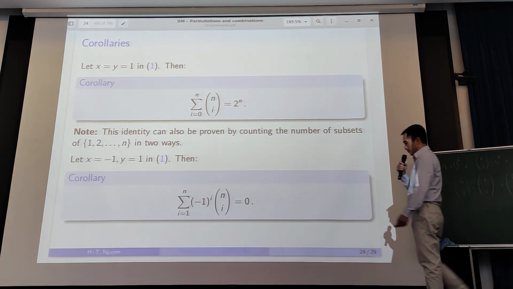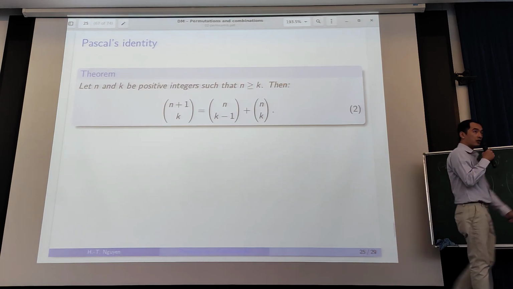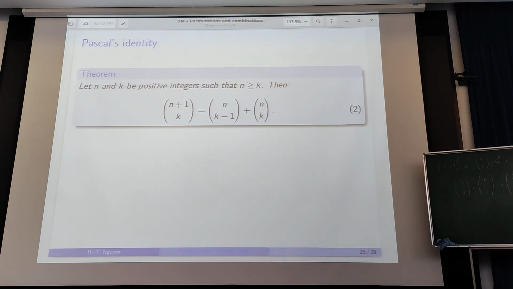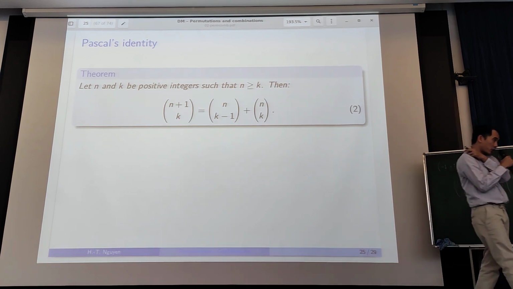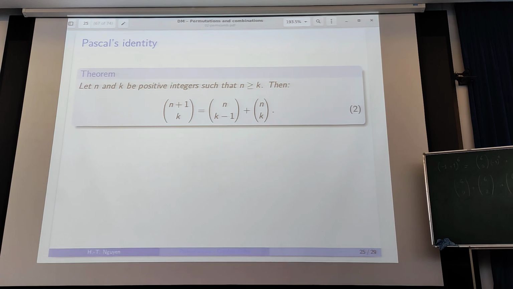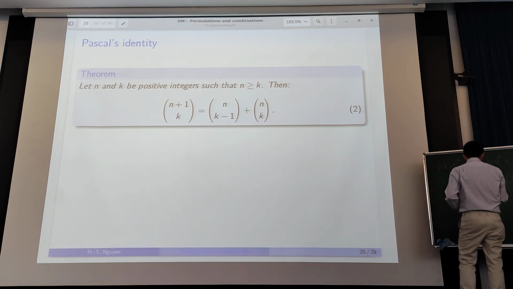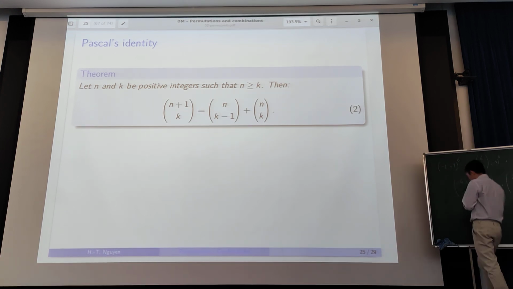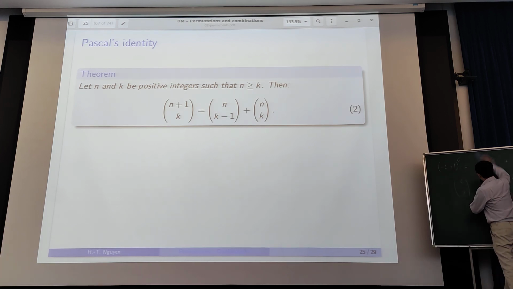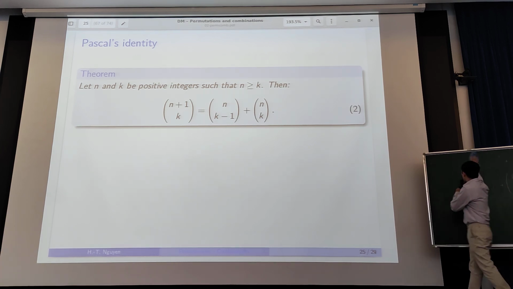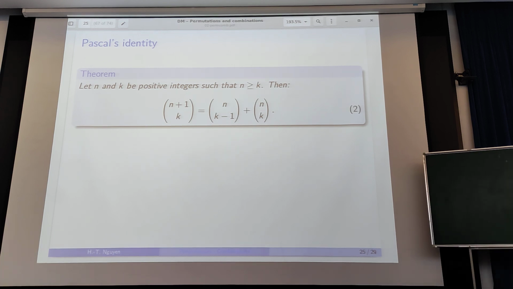Okay, so about binomial coefficients, there is also an interesting identity that allows you to obtain what is called the Pascal triangle. You all know the Pascal triangle. So this identity is like this. If we write the general identity, then it involves three terms, three binomial coefficients.